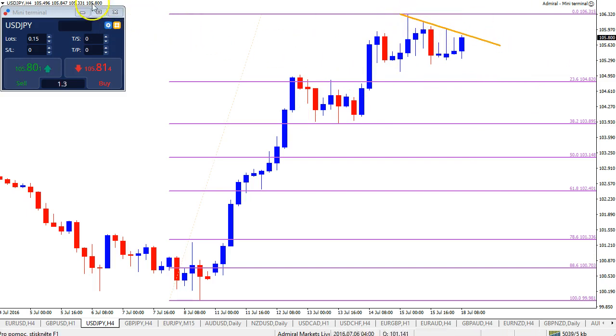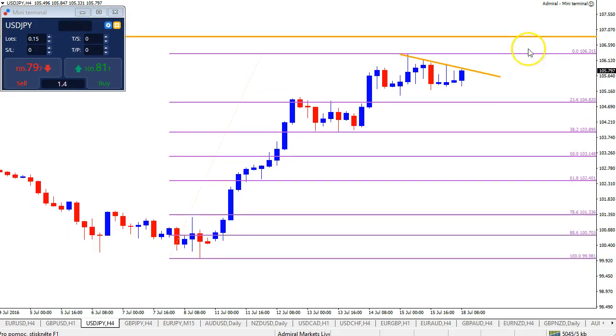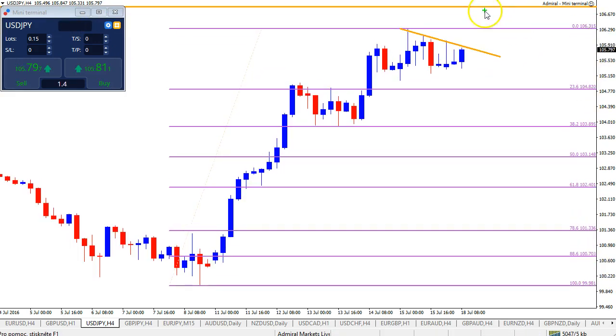A break of this resistance could indicate an immediate follow through to the upside up to 107, after which we could still see a retracement down to 104. The break of support of this triangle could see price head towards this target, or I should say this retracement fib, and perhaps even the deeper retracement fib at 104.